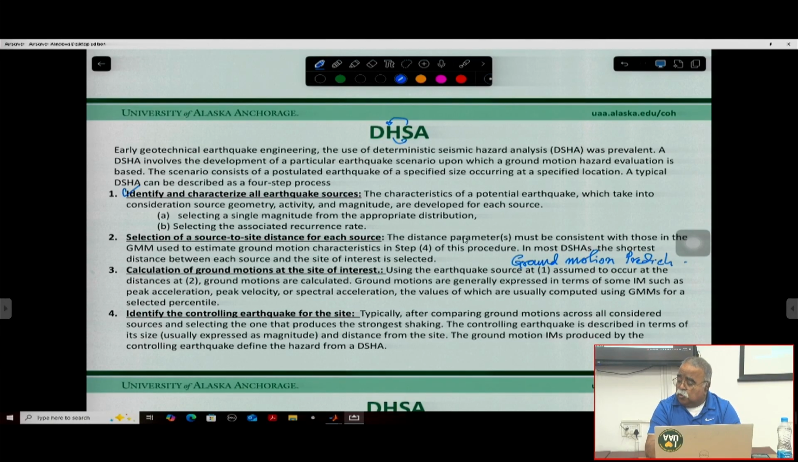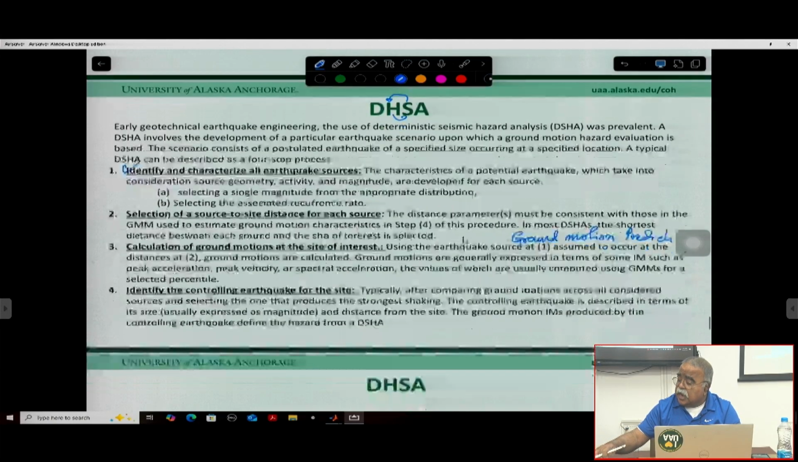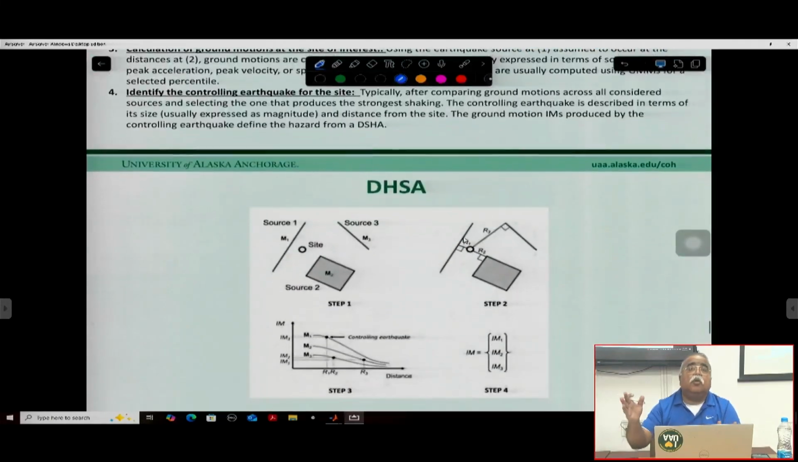So we select the earthquake source, we find out the distances to the source, we choose the ground motion model, calculate the values, and then assign from there which one is the largest. That will be the DSHA value, right? It is as simple as that.